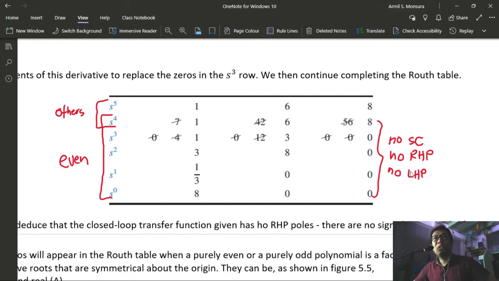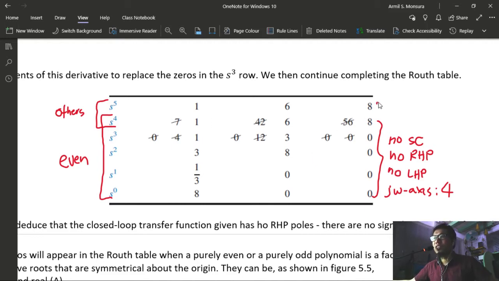So, kung wala kayong dalawang yan, nasan ngayon yung poles ninyo? Nandun sa j omega axis. At ilan ngayon yung nasa j omega axis ninyo? Since ang even polynomial ninyo has a degree of 4, at wala kayo sa right half plane at left half plane, lahat yun makikita ninyo sa j omega axis. So, 4 yung makikita nating poles doon. Okay? So, ayan. That is for the even.